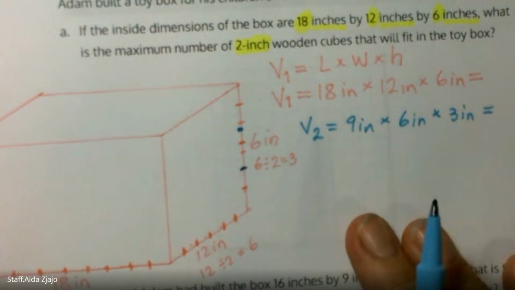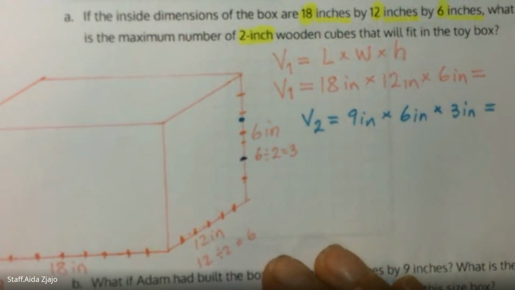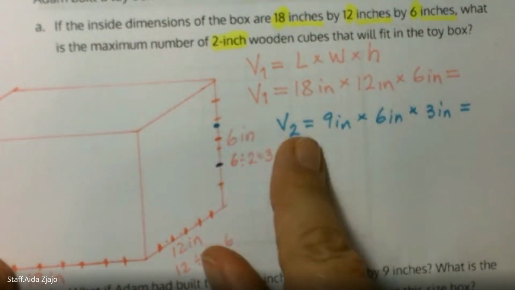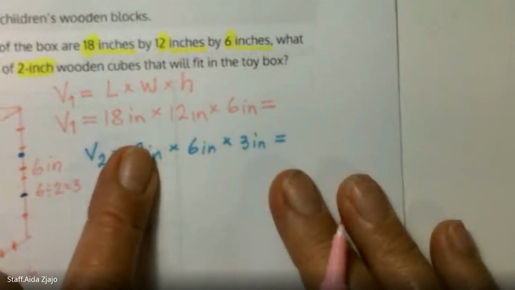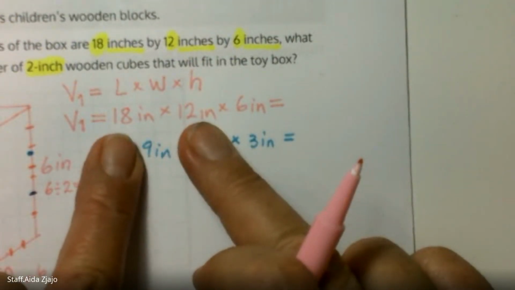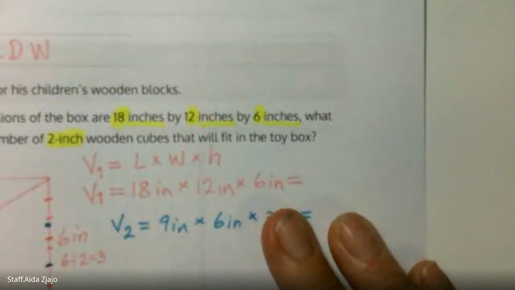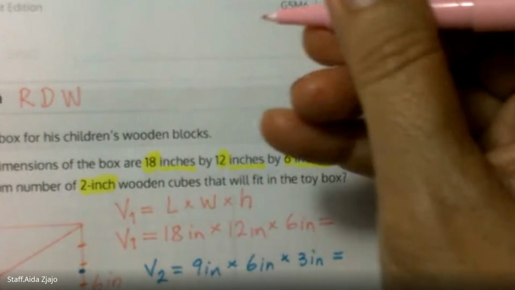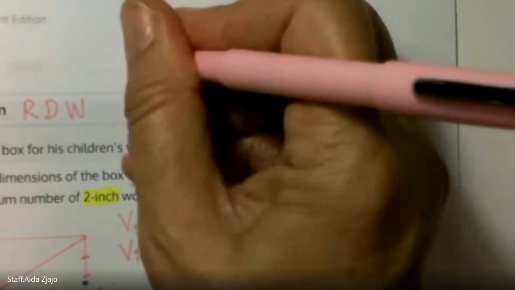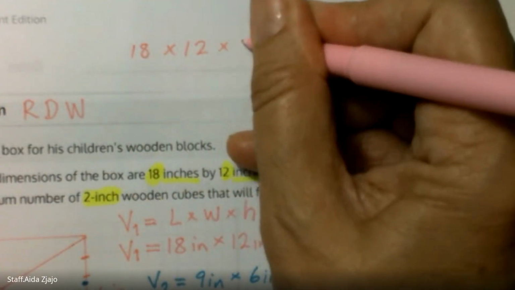So we can also check our answer in a different way. Let's do some calculation now. If I think about what would be 18 times 12 times 6, I will use the space above to figure it out. So I need to do 18 times 12 times 6.